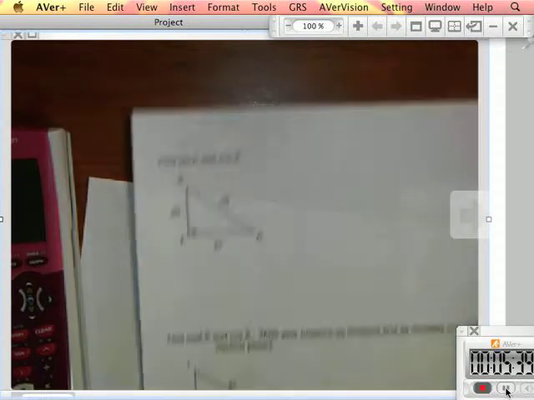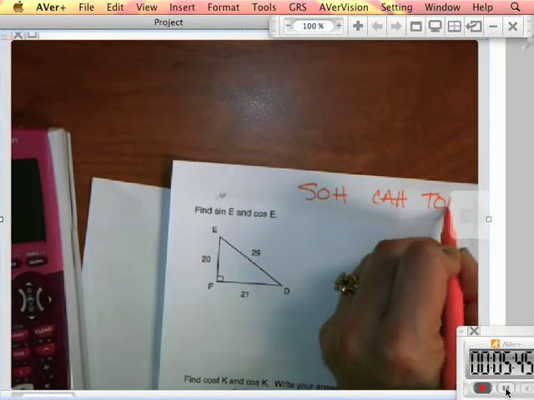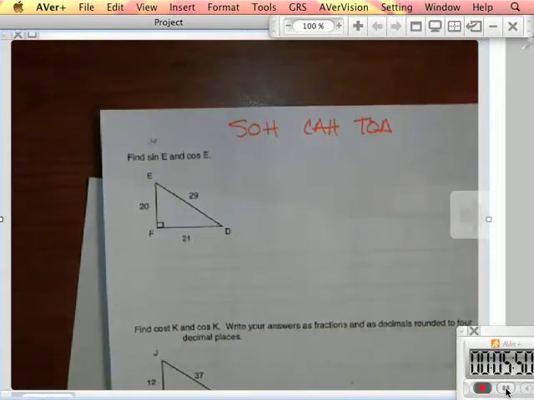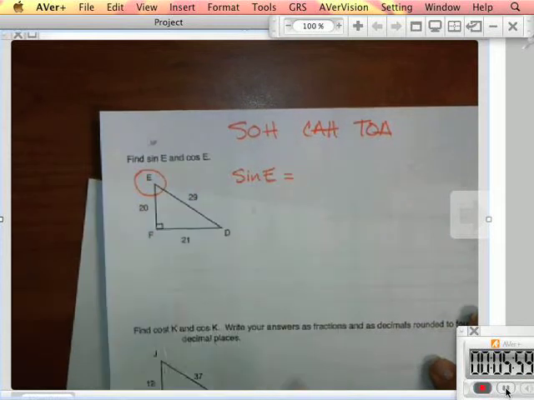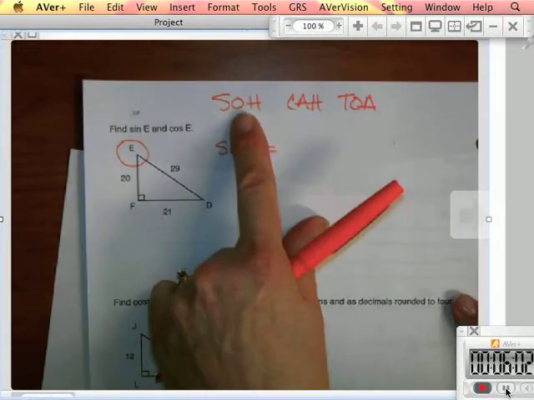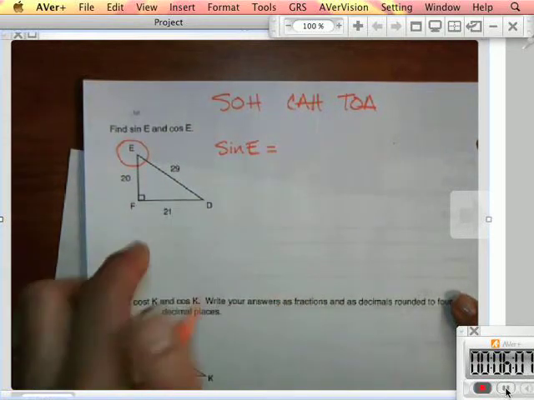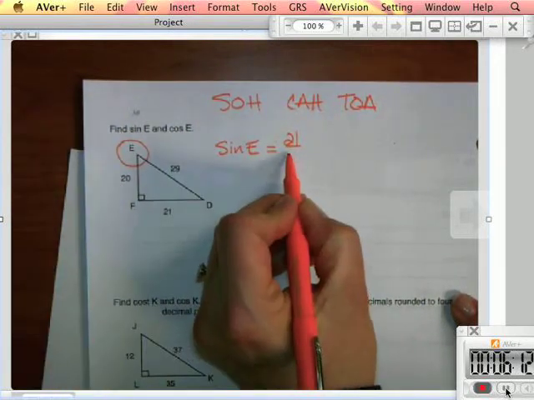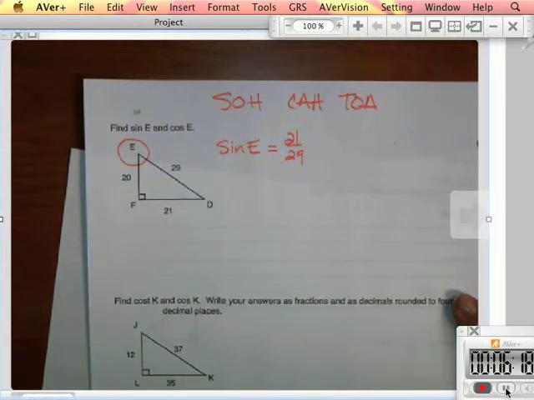All right, now let's practice using these. Soh-cah-toa. I'm going to write it up here. All right, find the sine of E and the cosine of E. I don't know what the angle measure is, so I just write sine of E equals, what does the O stand for? Opposite of E, which is how long? 21 over the H, what does that stand for? Hypotenuse, which is how long? And that's it, you're done. You can't do anything else with that. You could put it as a decimal, but it didn't say so, so just leave it.